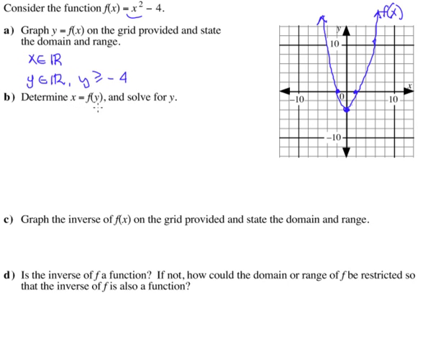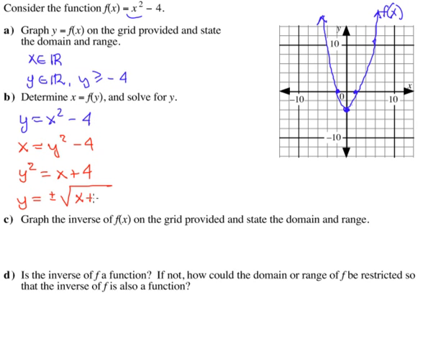Then they ask for the inverse. So if we start with y equals x squared minus 4, and we swap the positions of x and y, add 4 to each side, and square root, we get y is plus or minus the square root of x plus 4.